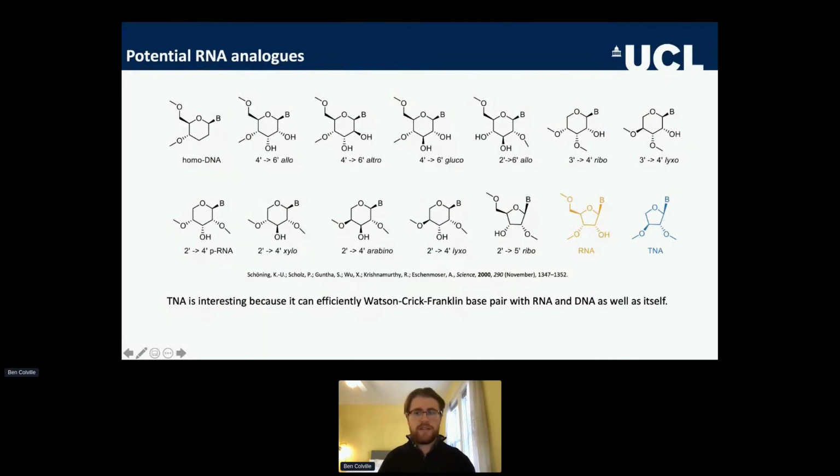And that led them to this other simpler system, the threose nucleic acid system, which also has a 5-atom backbone repeat. What was so fascinating about TNA was that not only could it base pair well with itself, it could Watson-Crick-Franklin base pair very efficiently with RNA and DNA. And due to these properties and the fact that it's constitutionally simpler, so it can be comprised of only 2 C2 sugars rather than a C2 and a C3 sugar like RNA must be, people have been wondering whether this could have been a potential progenitor to RNA for a number of years.